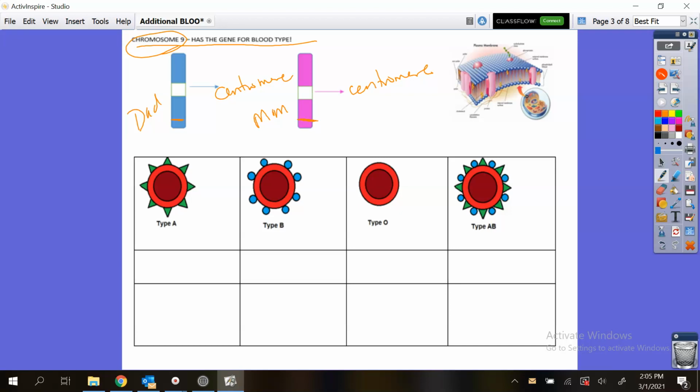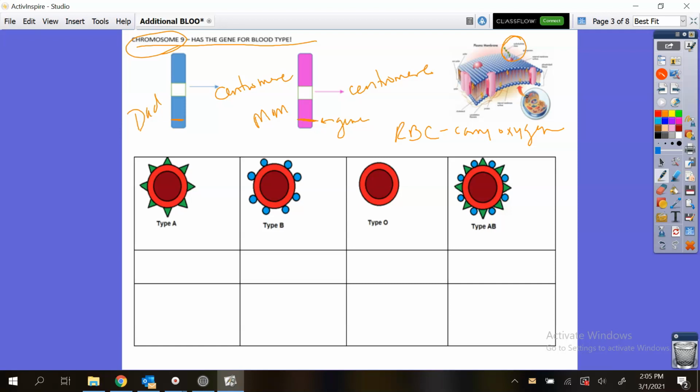Now, this chromosome is the one that determines your blood type. So this gene right here codes for a certain protein to be made on the outside of your red blood cells. Remember, your red blood cell's job is to carry oxygen throughout the body because they have another protein, hemoglobin, also there that the oxygen binds to.